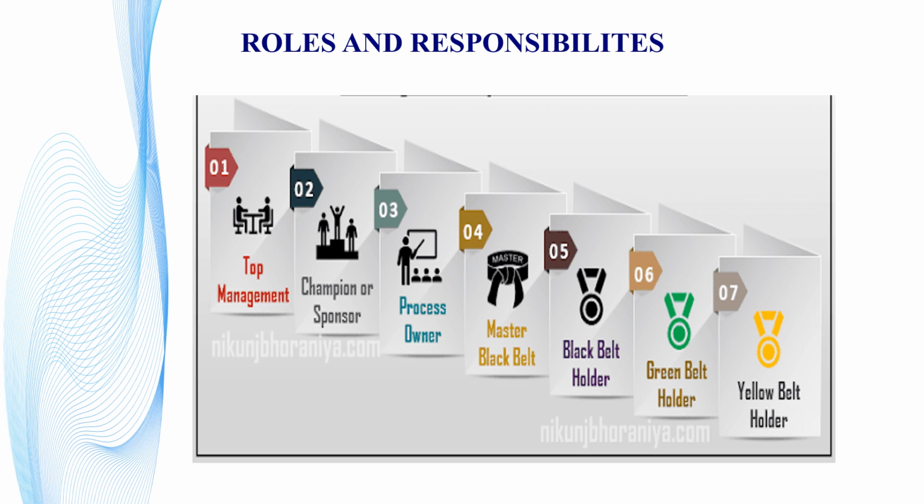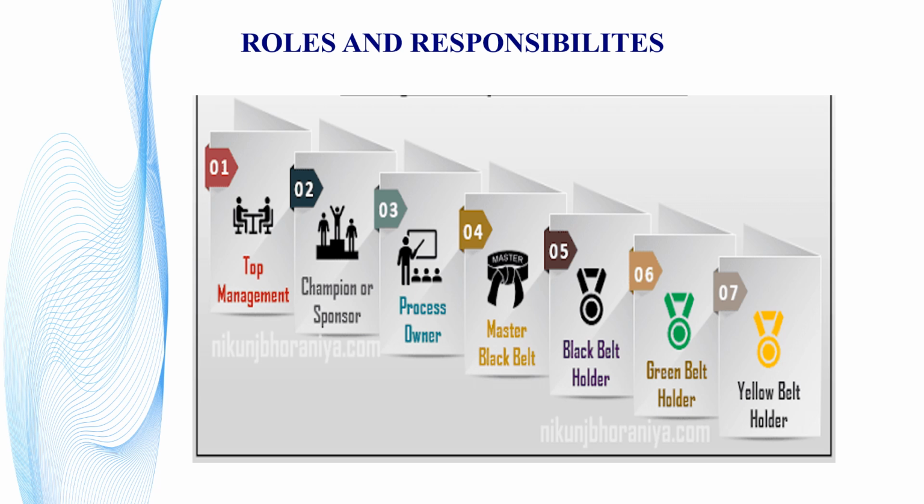The role of process owner is a manager or leader who oversees the process being improved. Responsibility of process owner is to ensure the process continues to run effectively after improvements are implemented. They are accountable for process results. Then after process owner, fourth is master black belt. The role of master black belt holder is Six Sigma expert and program overseer.